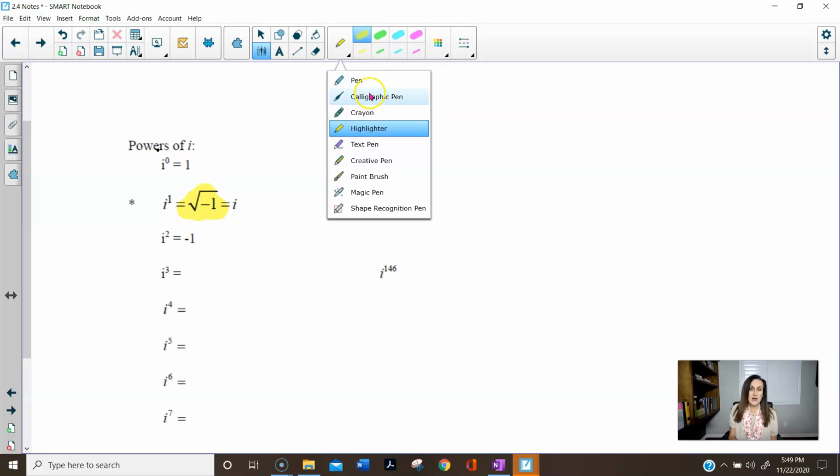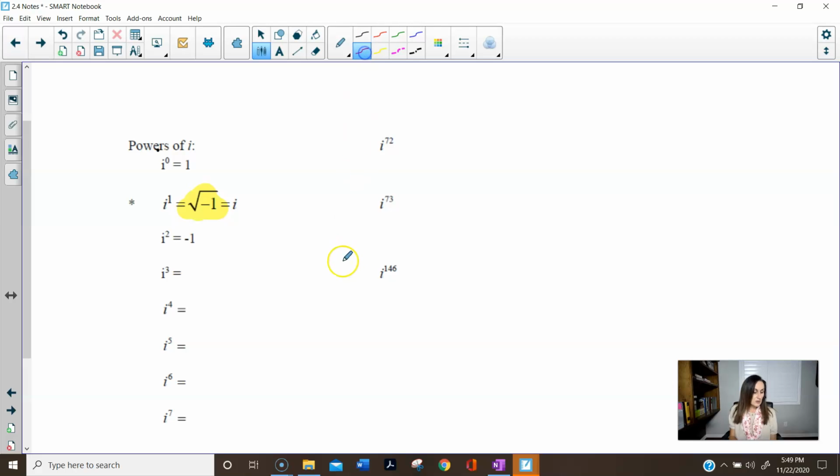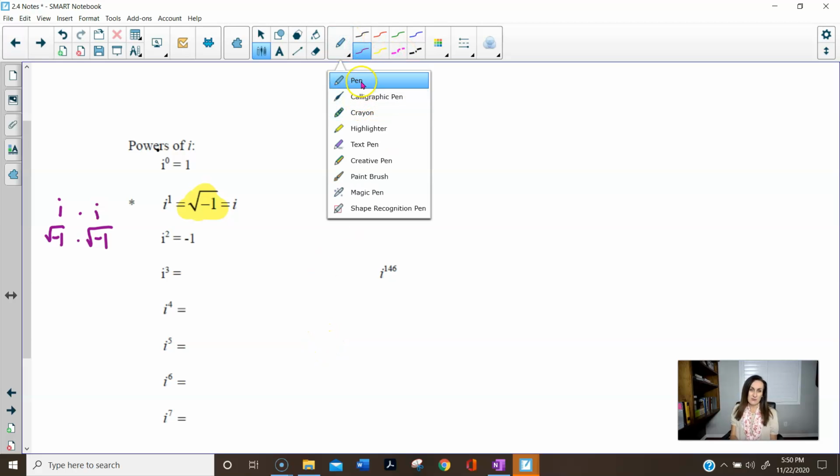If we have i squared, if we take i, which is the square root of -1, and we multiply it by the square root of -1, this would be i times i, which is equal to i squared. That is going to give us just -1. So i squared is equal to -1.